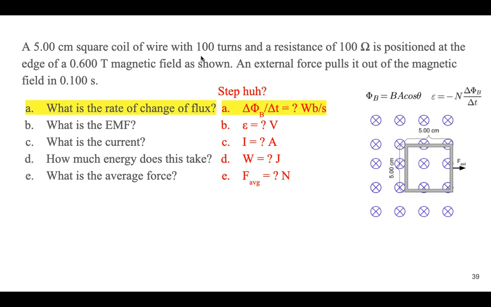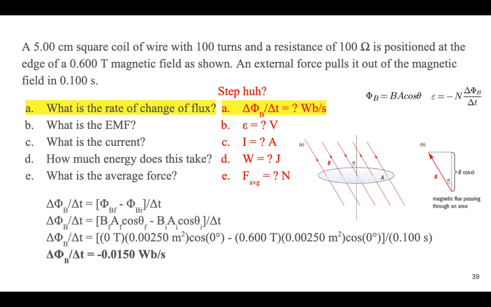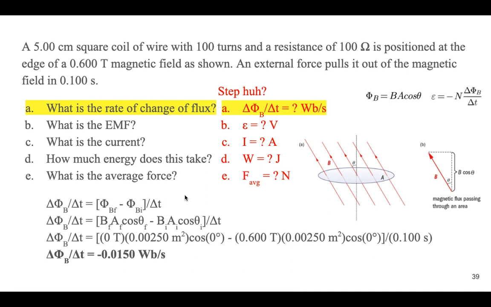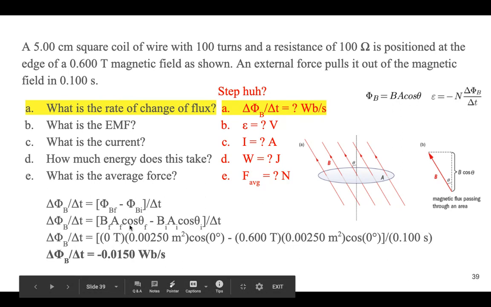So first, what is the rate of change of flux? Well, delta anything is going to be final thing minus initial thing. So let's look at the math we have here. Delta phi sub b over delta t is going to be phi sub b final minus phi sub b initial over delta t. Your formula for phi sub b is right here, B A cosine theta. So I've got this stuff, and now we're going to plug in the numbers.